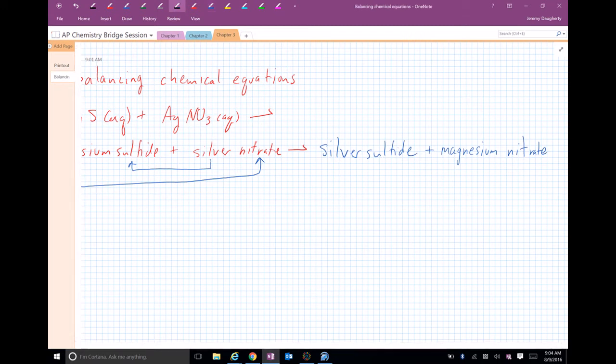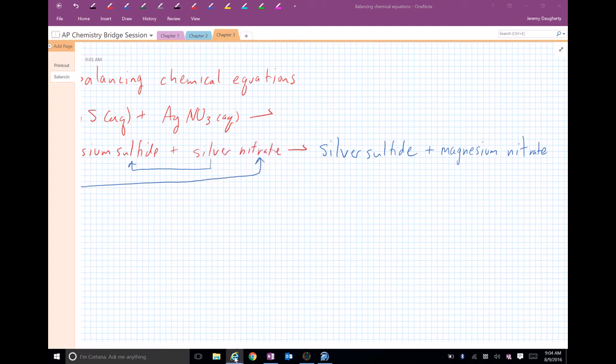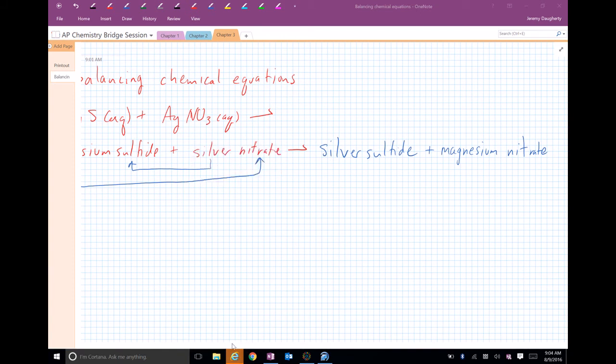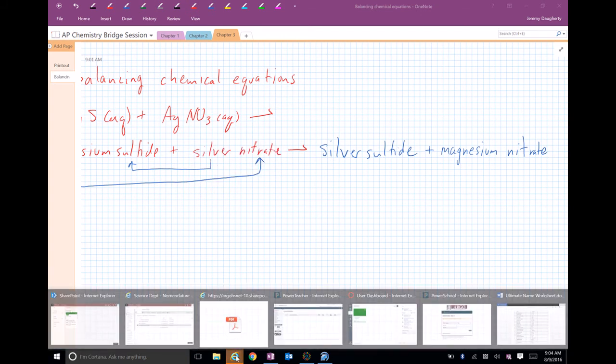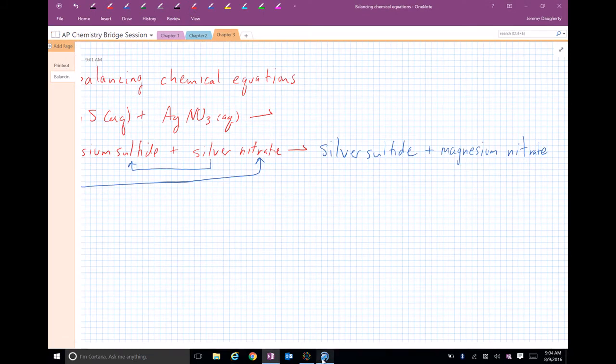Everybody okay so far? Do I need to write bigger? I feel like my font is incredibly small. Why does this thing keep on making that noise? I'm going to close everything. What's keeping me from closing this off? Yes, close all tabs. Alright. See if that works.